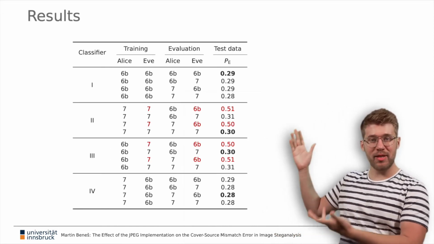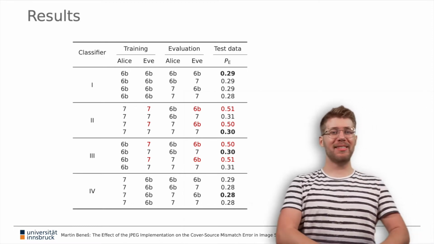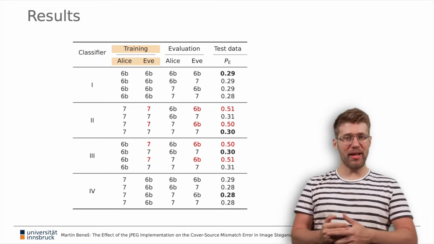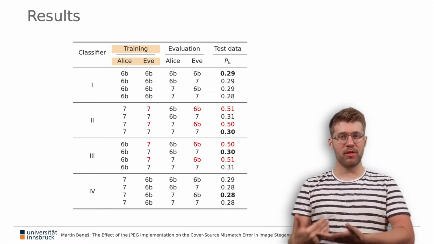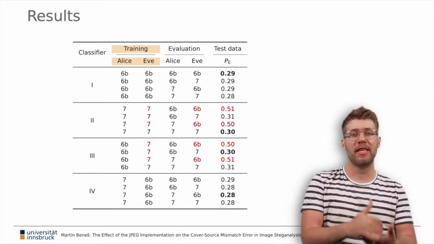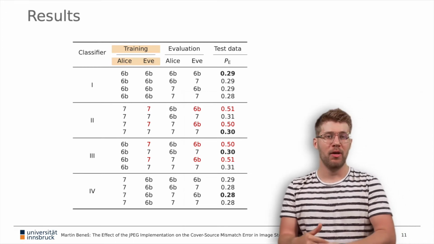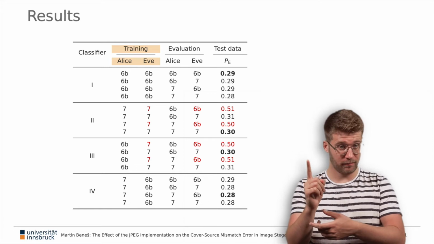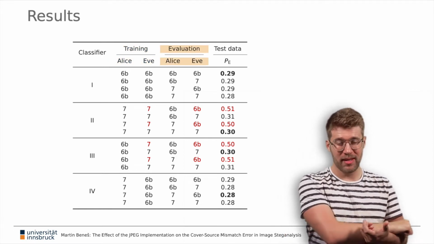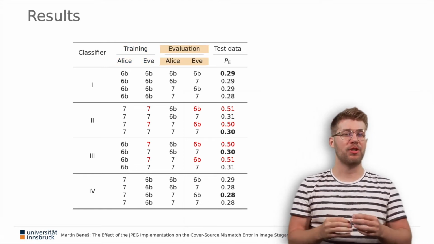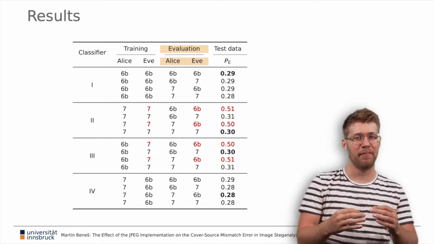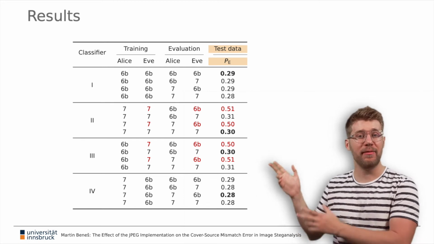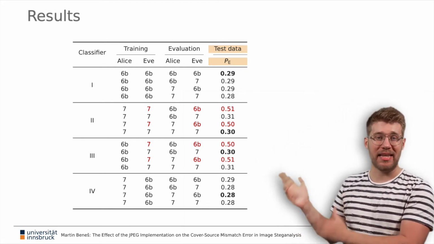Here you can see the results on the test data from all 16 version combinations grouped into 4 classifiers. The training column describes which versions were used to produce cover stego pairs to train the classifier. You can see that we obtain 1 classifier per combination of libjpeg versions. The evaluation columns describe which libjpeg versions were used to produce test data. The rightmost column contains the total error of the respective classifier on the test data.